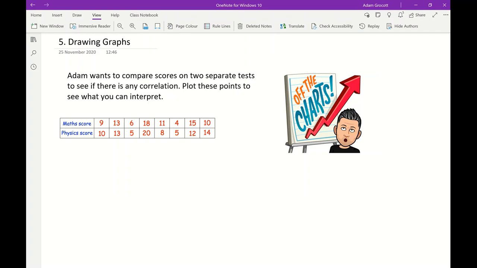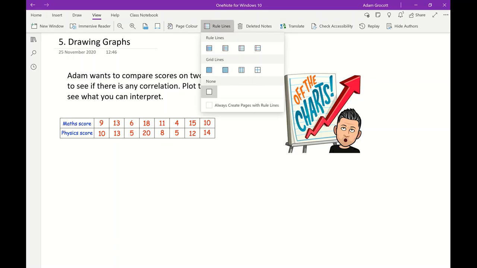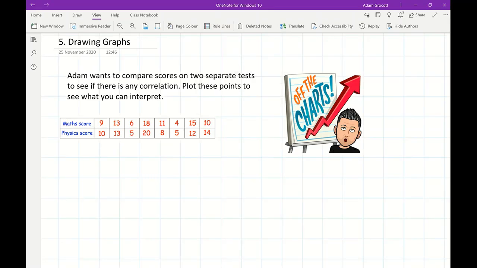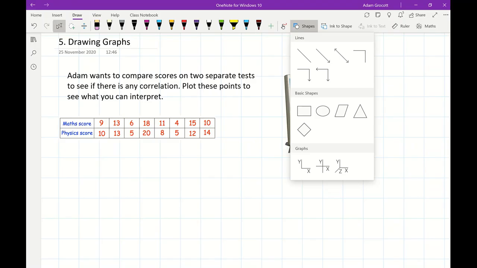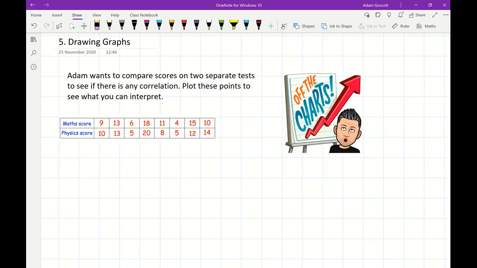Number 5, drawing graphs. I do this straight into OneNote too. I'll go to View and go to Rule Lines and insert a large grid on my page. And then when I go to Draw, I'll pick my shapes, which has already got some graph shapes for me. I can draw these then straight onto my page.